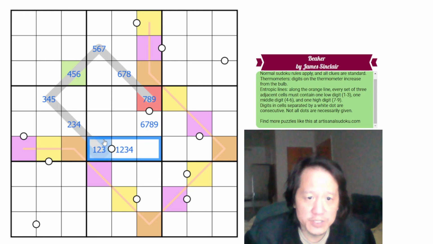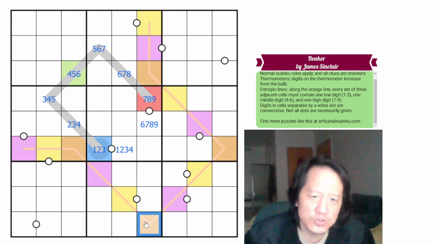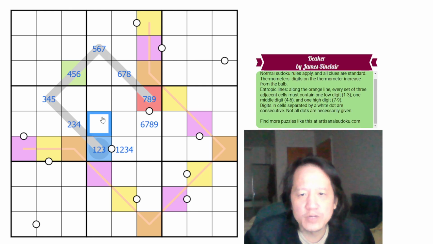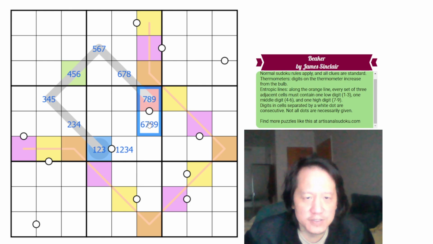Okay, so what does that tell us? Well, we know orange cannot, well, that's not necessarily true. Entropic line, oh, I forgot to say these are white Kropke dots.